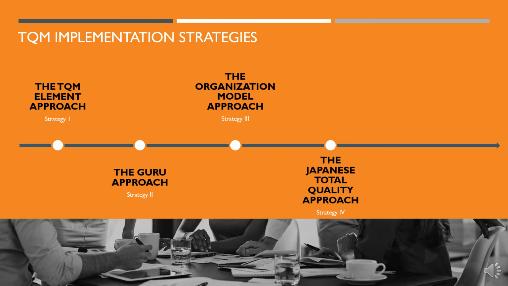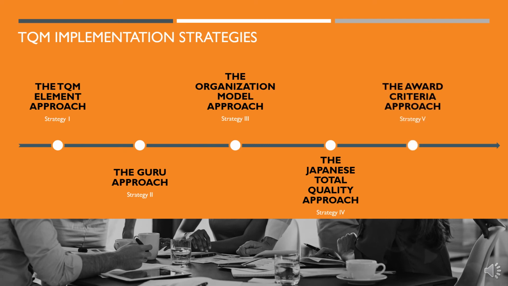The next is the Japanese Total Quality Approach. Organizations using the Japanese Total Quality Approach examine the detailed implementation techniques and strategies employed by Deming Prize winning companies and use this experience to develop a long-range master plan for in-house use.